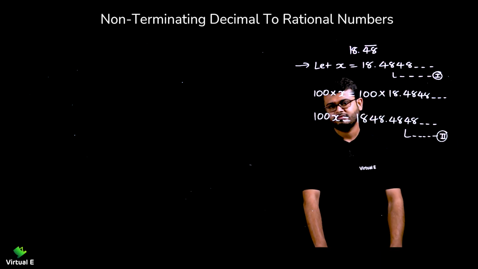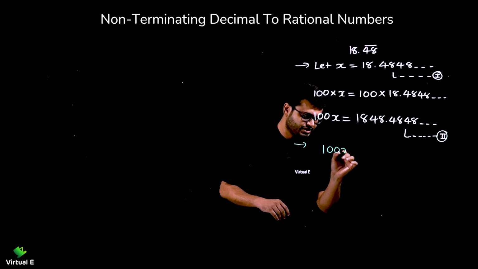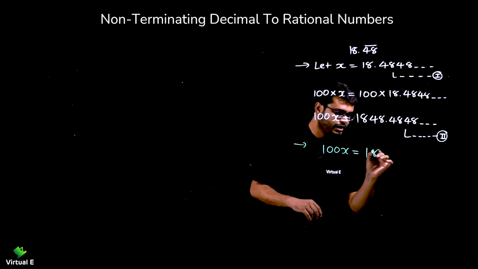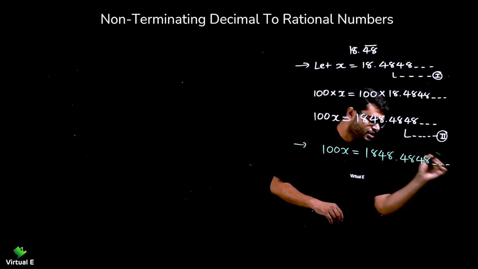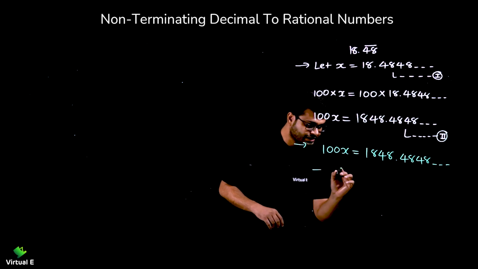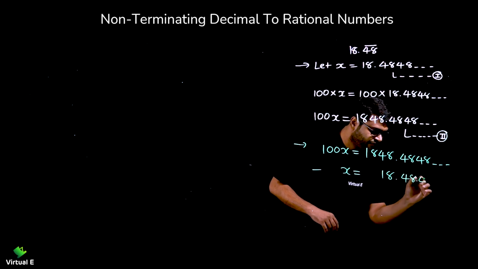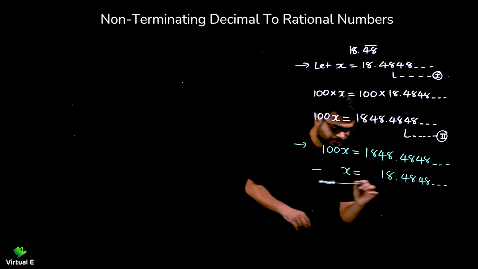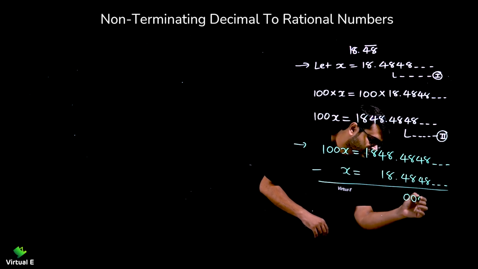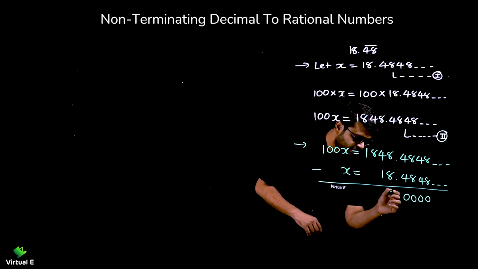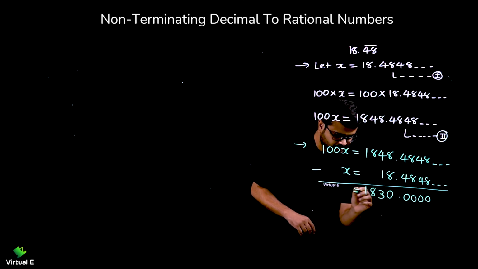Now what are we going to do? We are going to subtract. So let's do the subtraction here. That is 100x is equal to 1848.4848 and so on, and minus the first one, that is x is equal to 18.4848 and so on. Done? So let's subtract. 8484, all of them are 0. Simple. Then 8 minus 8 is 0 here as well. 4 minus 1, that is 3. Here 8. Here 1.